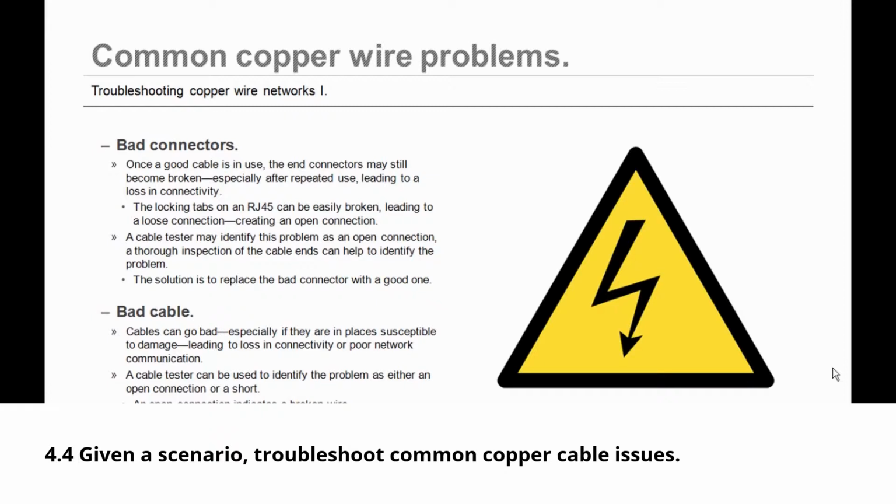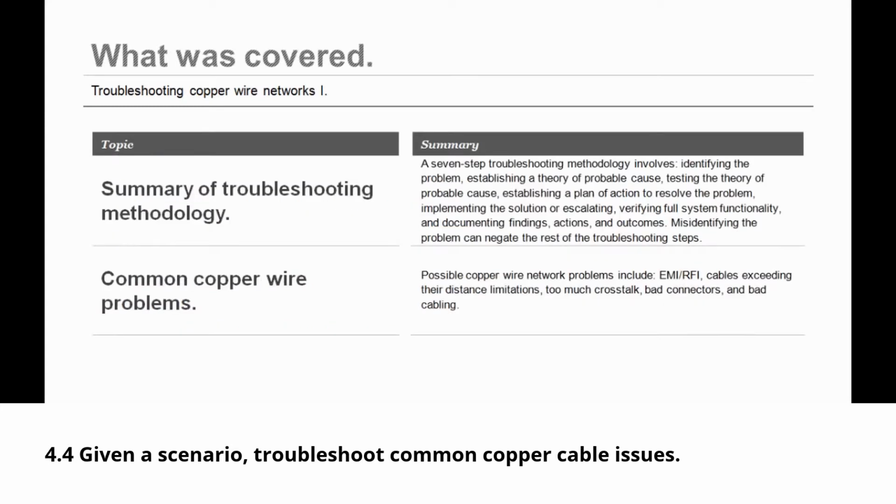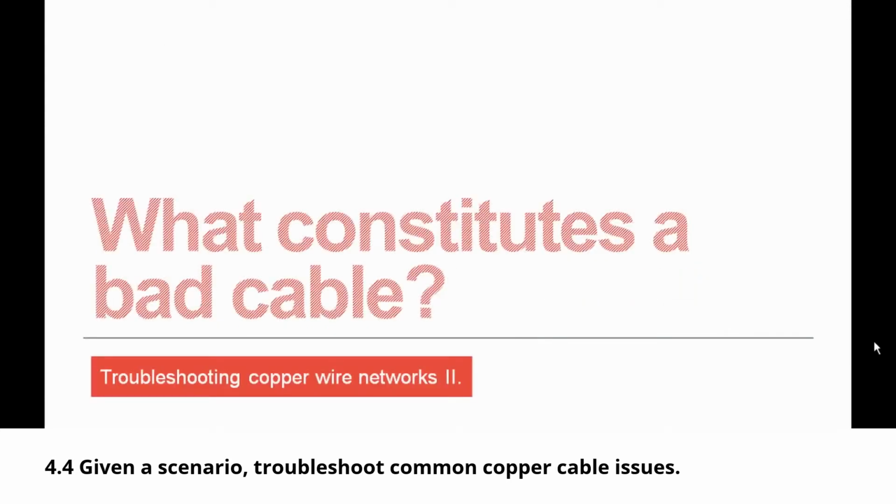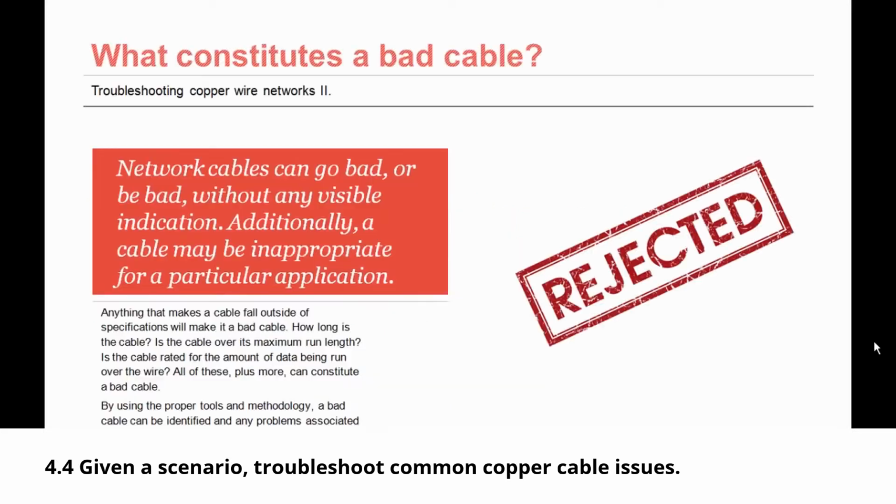An open connection indicates a broken wire. A short indicates an electrical signal traveling down an unintended path, as in down the wrong wire. The solution is to replace the bad network cable. I'm going to begin with what constitutes a bad cable.